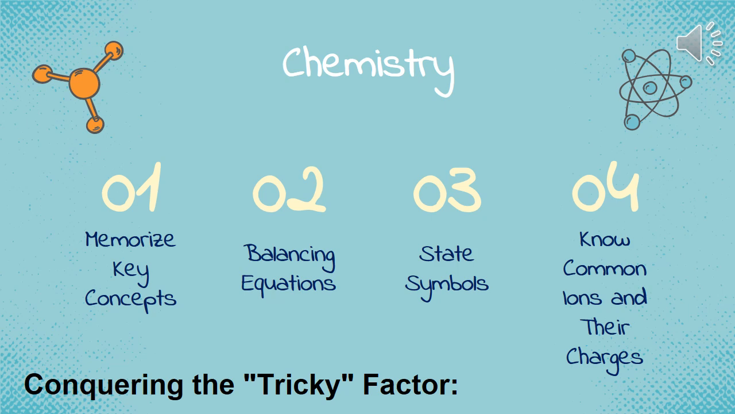4 is common ions and their charges. So try to memorize the charges of common ions, both positive and negative. This is especially useful for predicting the product of the chemical reactions and balancing the equations.